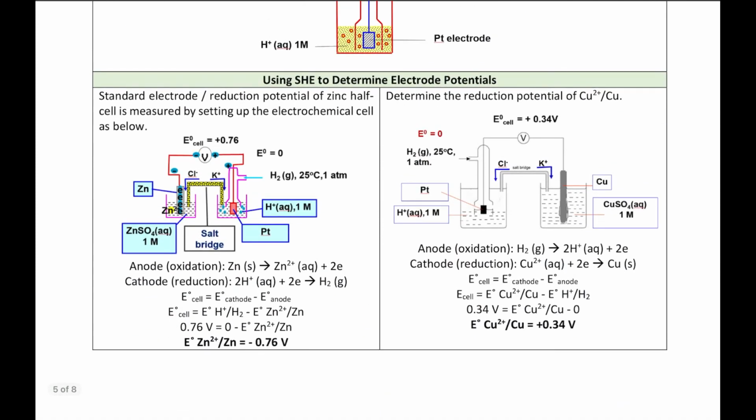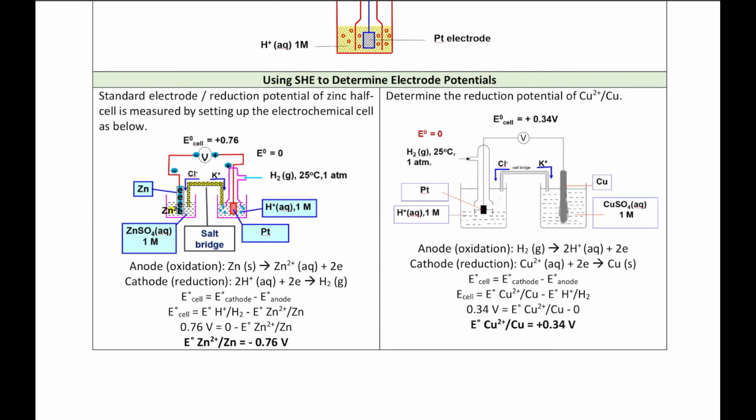Okay, alright, so next kita tengok pula. Ini dia nak determine the reduction potential for copper. Okay, so dia pair up kan this SHE dengan copper electrode. Okay, so but this time kita punya SHE adalah anode. Okay, kita punya copper adalah cathode. Our E naught cell is positive 0.34 volt.